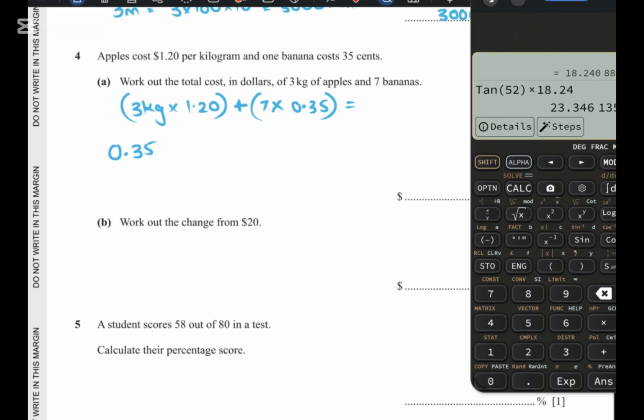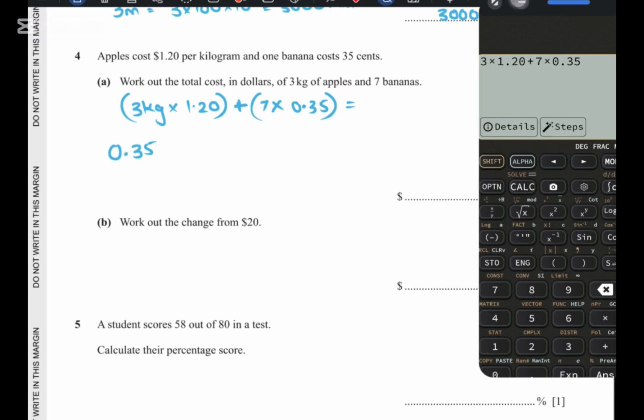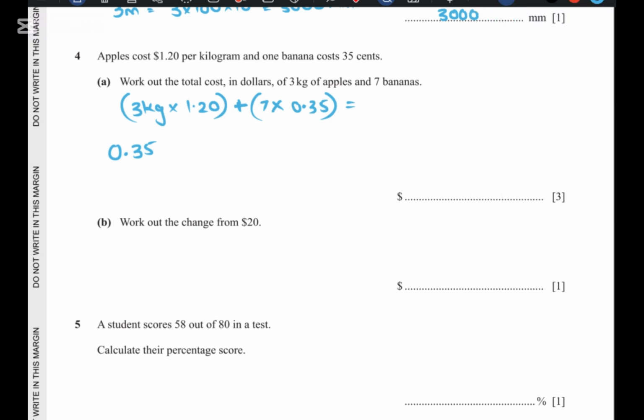Use your calculators. 3 into 1.20 plus 7 into 0.35 is equal to 6.05. So it is $6.05.